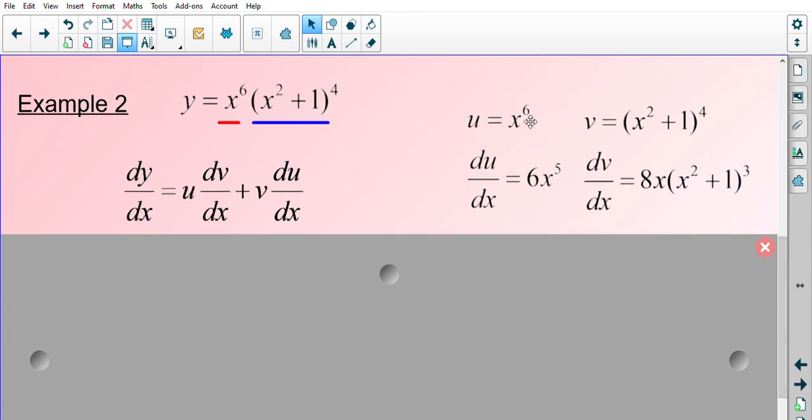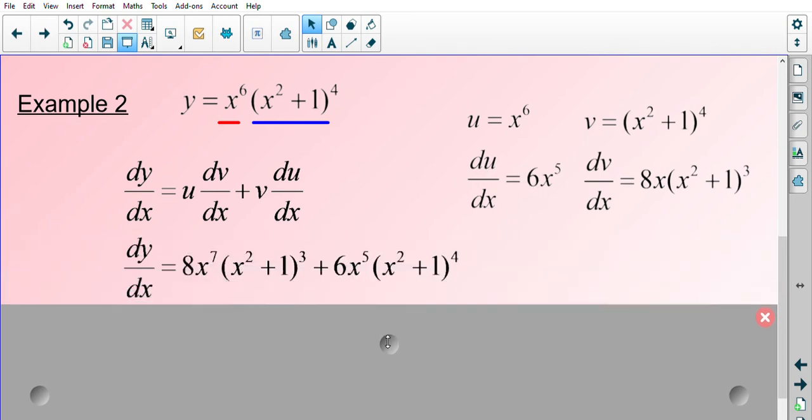Again, I'm going to follow my formula now, substitute my values in here. The u, which is x to the power 6, will go with my dv by dx, which is this function here, and my v, which is this function here, will multiply this function here. I'm going to substitute that in. So we get that as my next line of working. u multiplied by dv by dx will give me 8x to the power 7 bracket x squared plus 1 to the power 3. So that's where this comes from. This multiplied by that will give me 6x to the power 5 bracket x squared plus 1 to the power 4. Again, that would be my final answer, but we can always try and simplify.